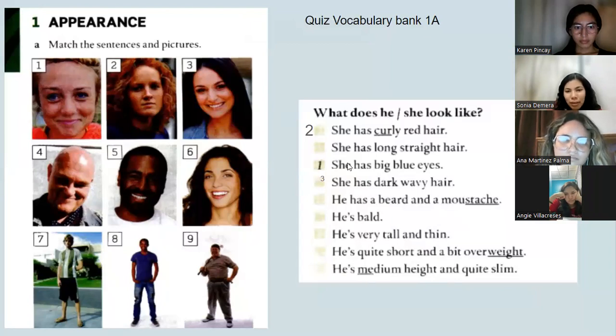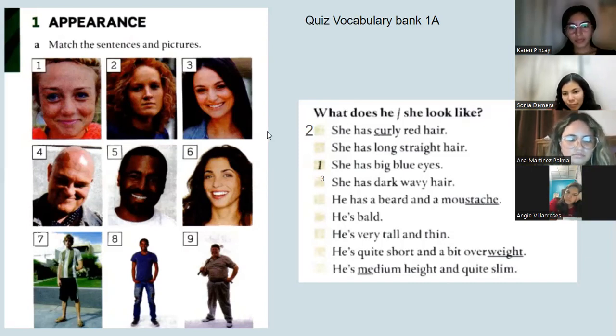What about number 3? She has dark wavy hair. Excellent. She's got, number 3, wavy. Is it wavy or straight? Straight es como súper lacio, straight. And wavy es como cuando tiene estas onditas. Straight. She has long straight hair. Black straight. Black long straight hair. Good.